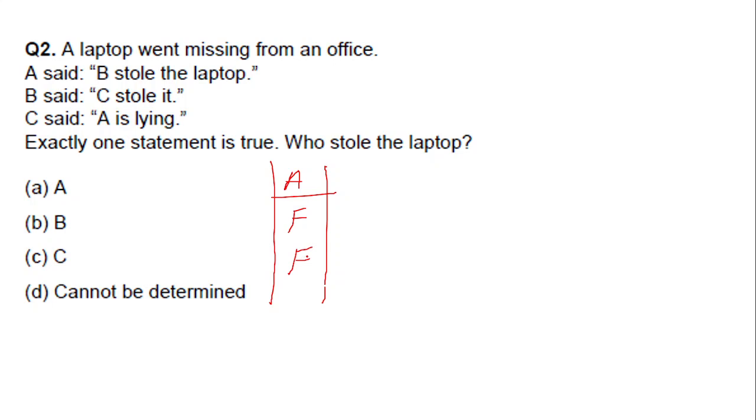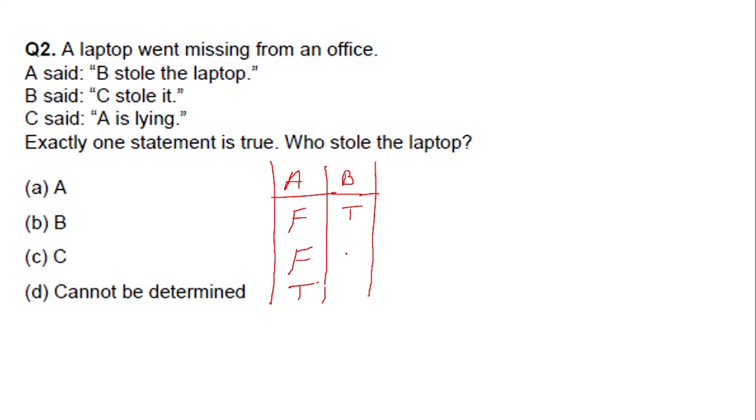C said A is lying. Correct, because A told that B stole the laptop. But our assumption is A stole the laptop. So A is lying. So C is telling A is lying. So C's statement is true. Here we got one true statement. But let us verify the other assumptions as well. What if B is the thief? Our assumption B is the thief. A says that B stole the laptop. So this is true.